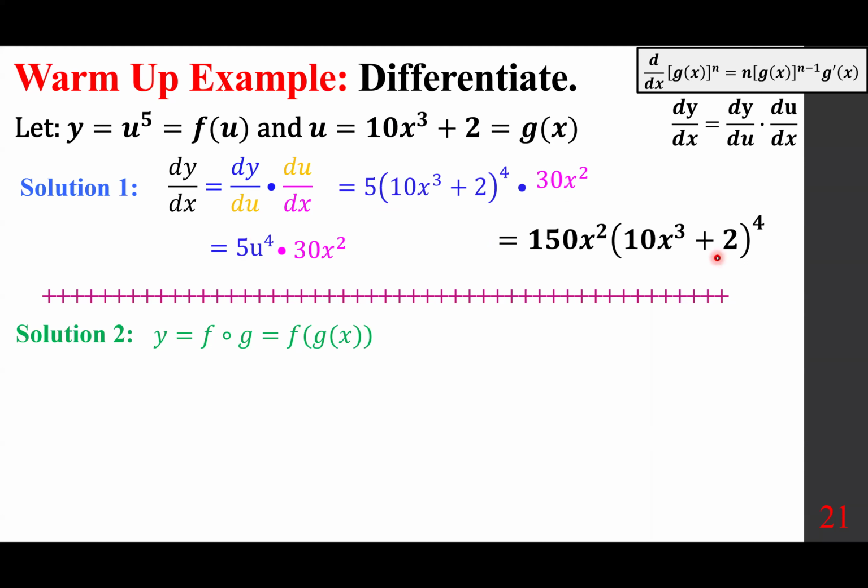So we did use Leibniz's notation. However, finding the composite function y equals f of g of x is not difficult. We can say f of the g function, which is 10x cubed plus 2, which means instead of u, we are going to put 10x cubed plus 2, and y becomes 10x cubed plus 2 to the 5th power.